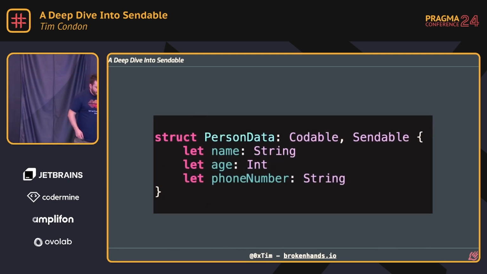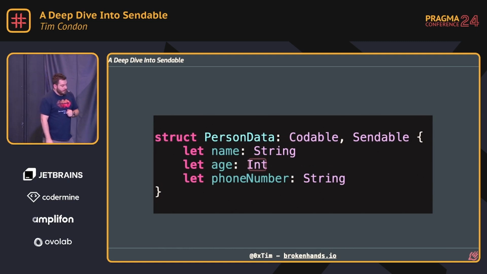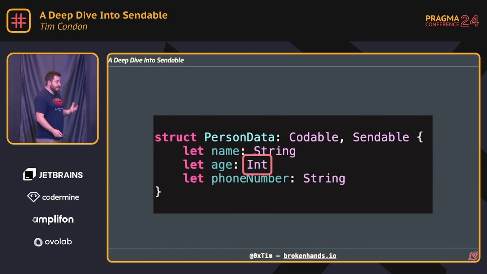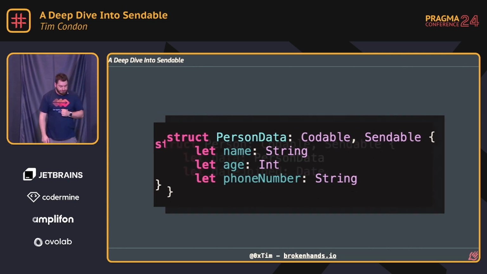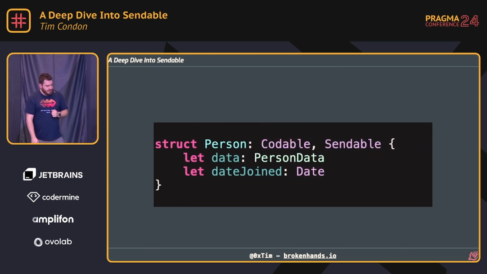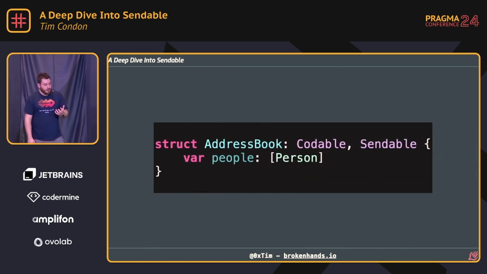So we're going to have a look at that. PersonData is also marked as Sendable, so that's good. And it has three properties. It has a name, which is a string, which is Sendable in the standard library. It has the age, which is an int, and that's Sendable in the standard library, and the phone number, which is also a string. So the compiler can see that all of these properties are Sendable, so therefore PersonData is Sendable. And because PersonData is Sendable, Person is Sendable, and because Person is Sendable, AddressBook is Sendable. And that's why we have this bubbling up of sendability throughout our code.